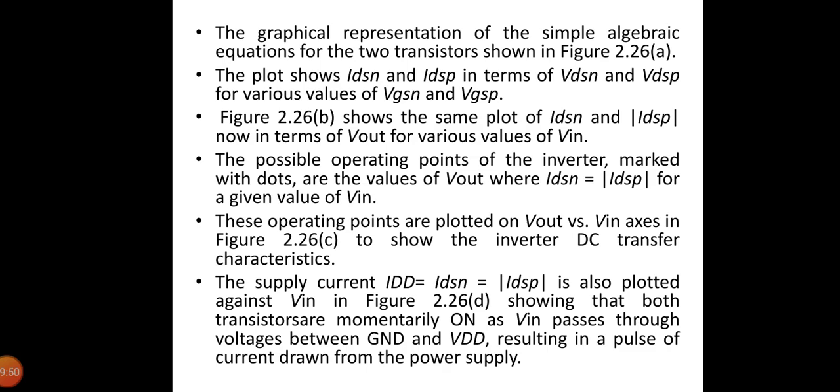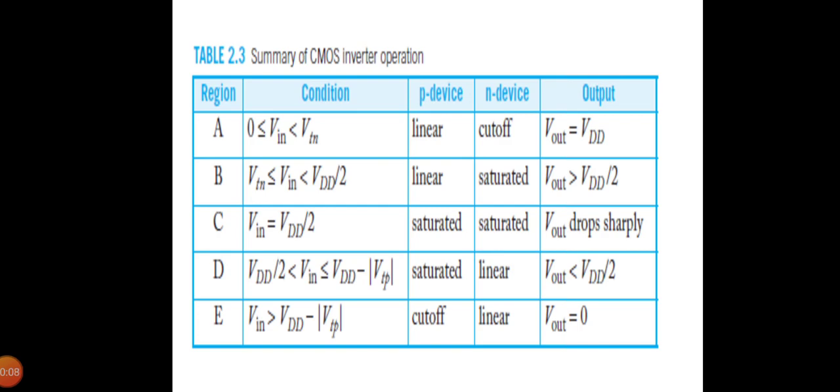The supply current IDD, which is equal to IDSN, which is equal to IDSP, is also plotted against Vin, and figure D shows both the transistors are momentarily on as Vin passes through the voltages between ground and VDD, resulting in a pulse of current drawn from the power supply.